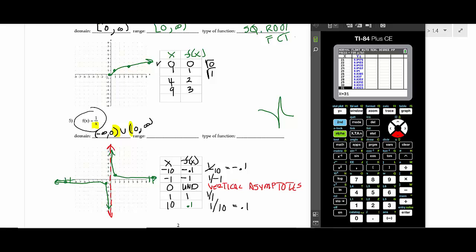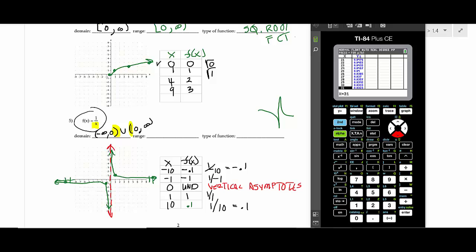Negative 1 to 1. Not quite. Range is this way, so it's going to go to infinity that way, right? And then it's going to go to negative infinity that way. But there's one thing it can't be. It can't be 0, because this graph is never going to touch the x-axis. It's just going to get closer and closer and closer to it.